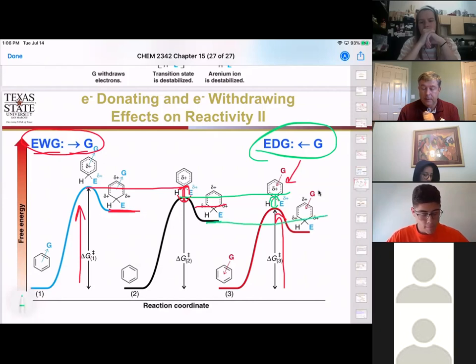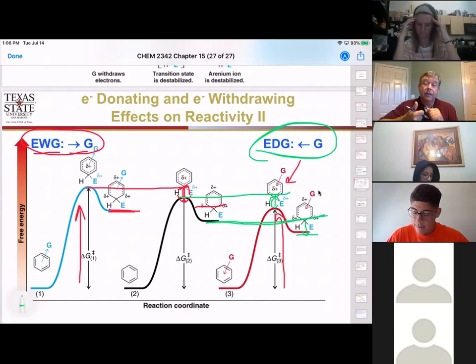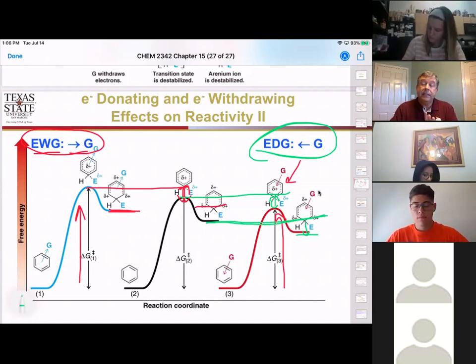the energy of the intermediate is less as well. So it took less energy to get to the transition state, and the material is more stable. Therefore, it's easier to get to that intermediate, and therefore the reaction runs faster.